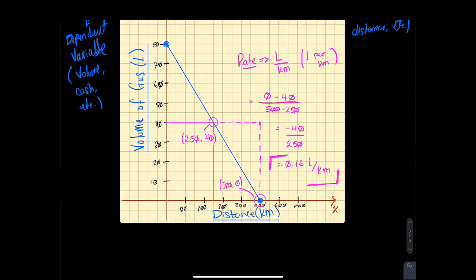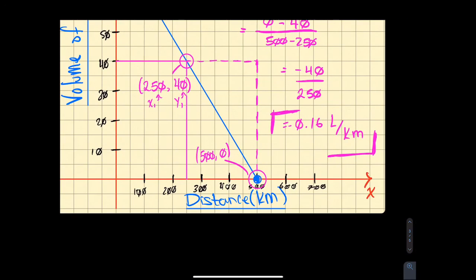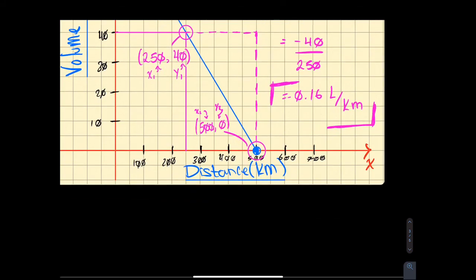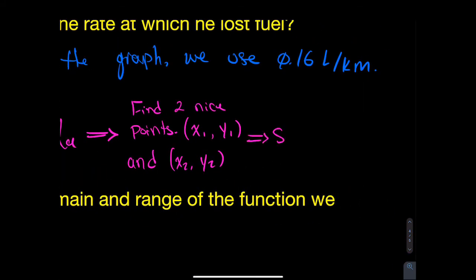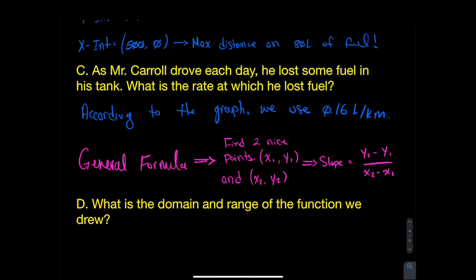So this was our x1, this was our y1. Down here, this was our x2, this was our y2. And what you're going to do is find essentially the slope. So slope equals y2 minus y1 over x2 minus x1. You will need to know that one.